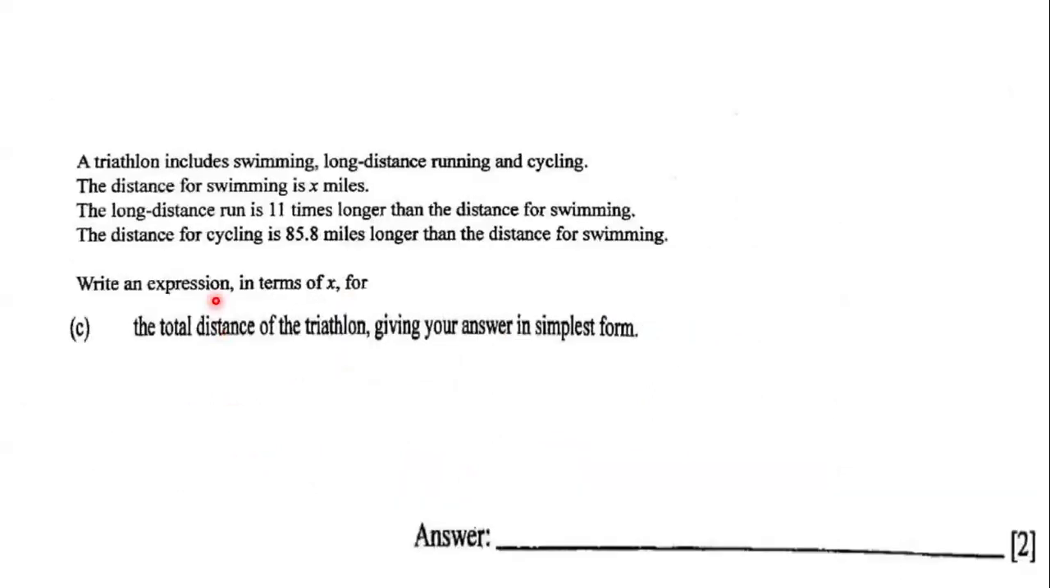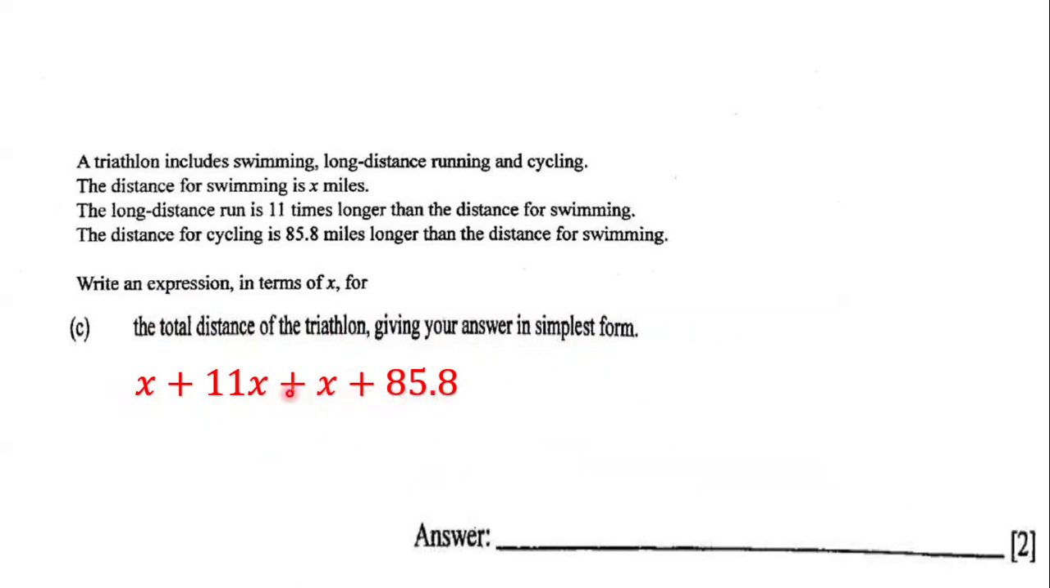Next, the question asks us to determine the total distance of the triathlon, giving our answer in simplest form. So we have to add up all of the distances. The distance for swimming, which is X miles, the distance for the long distance run, which is 11X, and also the distance for cycling, which is X plus 85.8.